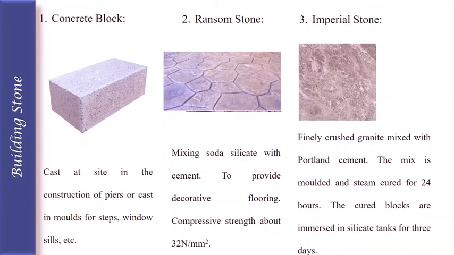Third one is imperial stone. These imperial stones are prepared by mixing finely crushed granite with Portland cement. Once the mixture is prepared, it is molded and steamed for 24 hours. Once the curing is over, the cured blocks are immersed in silicate tanks for 3 days before use.